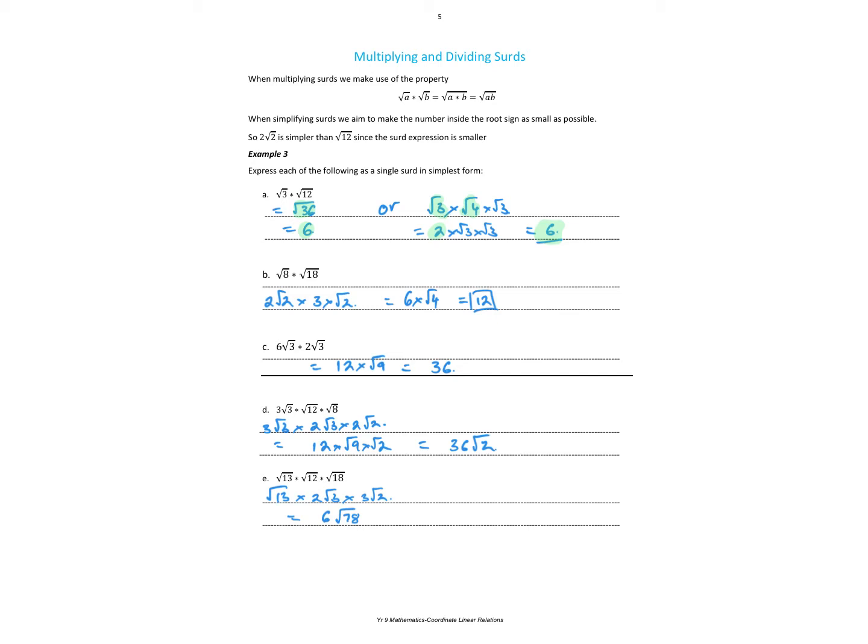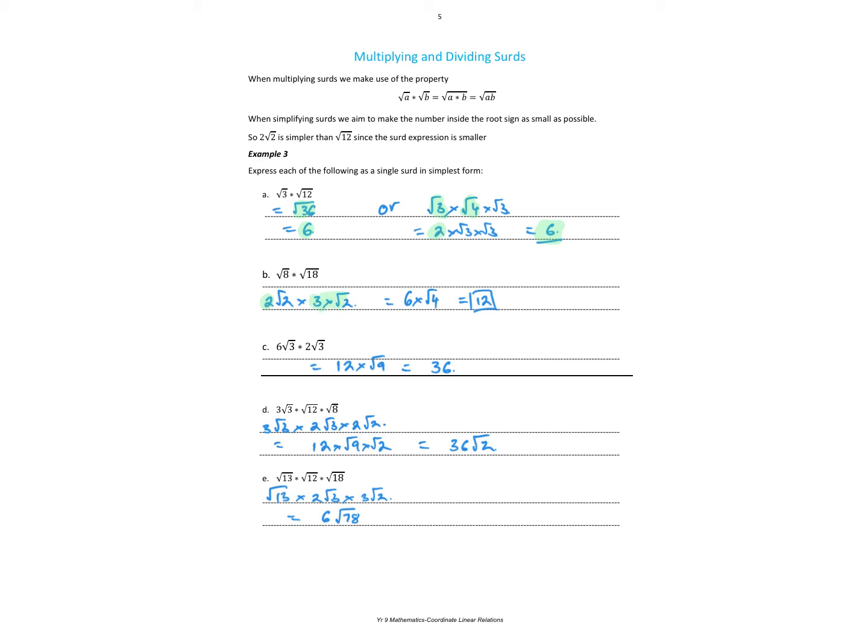evaluate the expressions correctly. Root 8 times root 18, again, I could do 8 18s. It'll be big off the top of my head, so instead I've decided to simplify each one first. The square root of 8 is root 4, which is 2, times root 2. The square root of 18 is the square root of 9 times the square root of 2, which is 3 root 2.